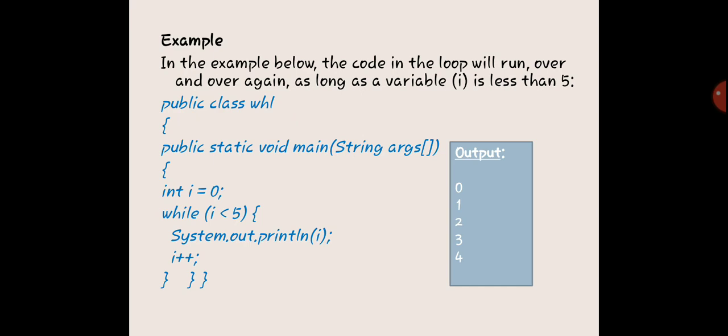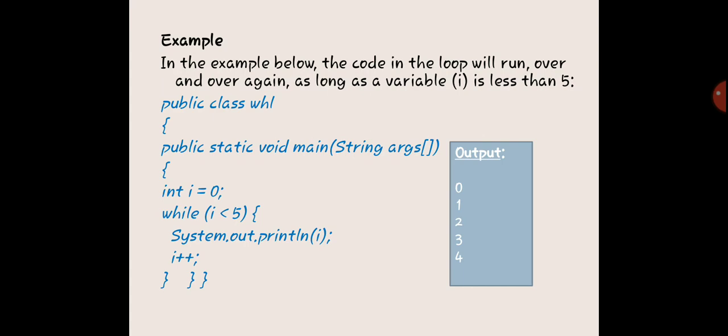The public class we have here is WHL, for while. Inside that we have stated the main function: public static void main of String args. Within that we declare an integer variable i, initialized as 0. While i is less than 5, we print i. Then for every execution of the block, i is incremented.